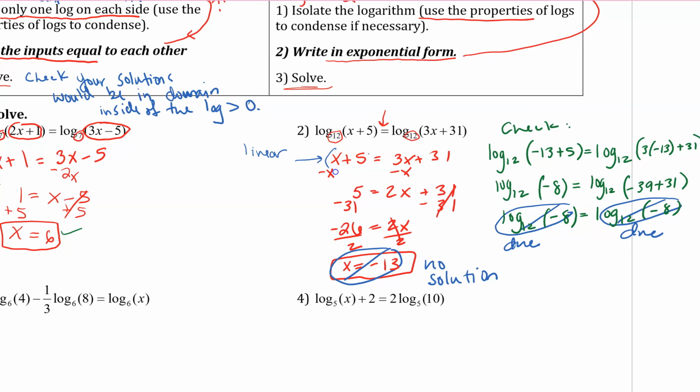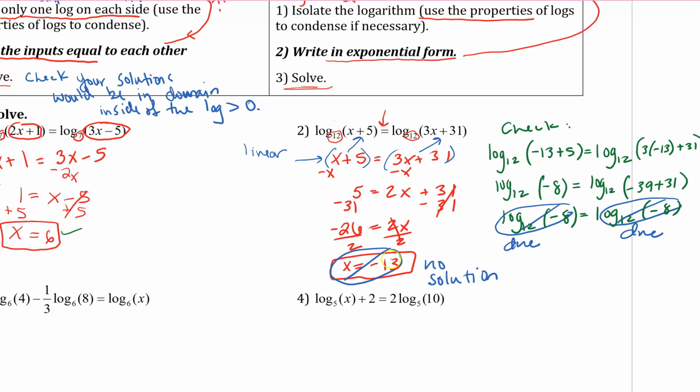But because these expressions are existing within a log, there's an added limitation, and both of these expressions have to stay greater than 0. And there is no place on either of these lines where they are equal. These lines do not intersect at an x value that's positive. And so there's no solution to this equation. There's no value for x that would allow the inside of the log to stay positive and then also make these outputs equal. So there's no solution.